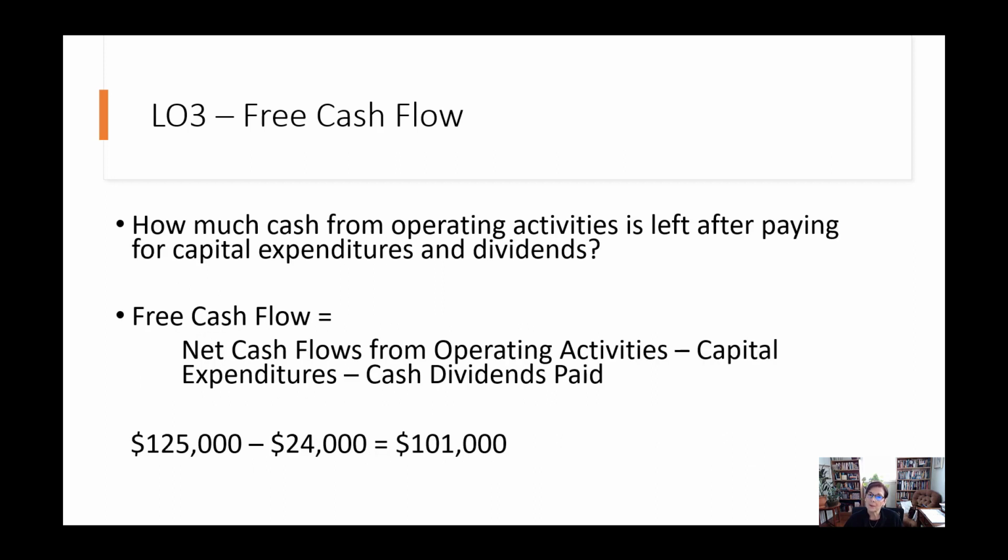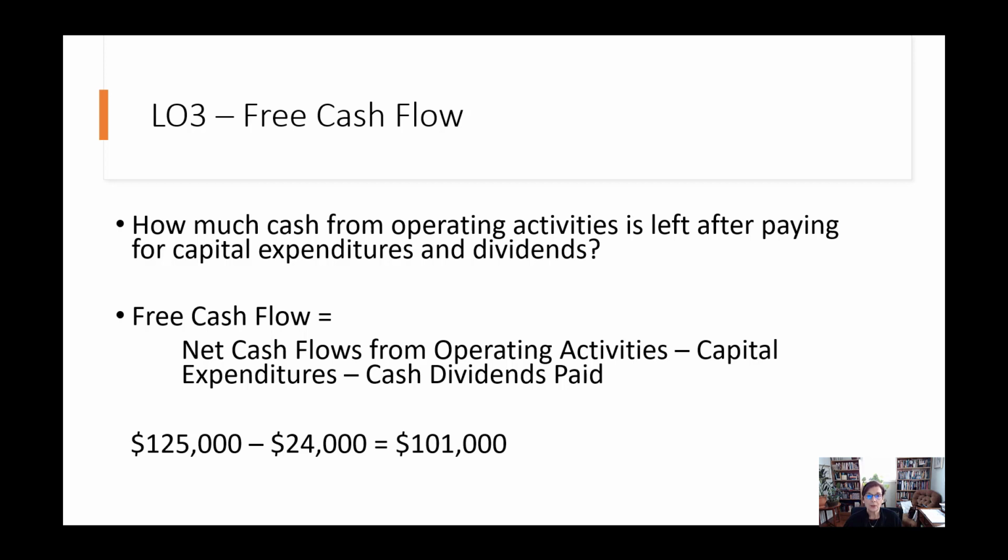All right, our last thing we want to take a look at is free cash flow. And free cash flow is a measure of how much cash from operating activities is left after paying for capital expenditures and dividends. Now, hopefully you all know what dividends are. Those are distributions to our stockholders. Capital expenditures are purchases of property, plant, and equipment type assets. So the company bought some equipment or bought a building. Our free cash flow formula is net cash flows from operating activities minus capital expenditures and minus cash dividends paid.